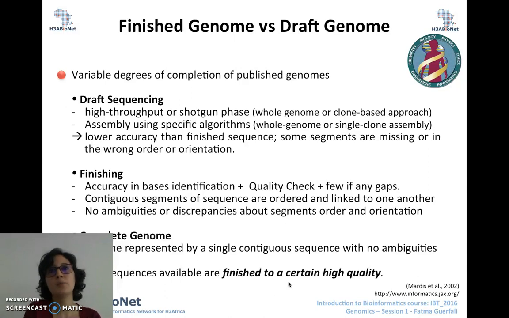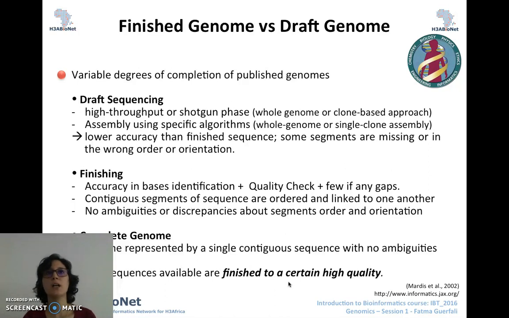Then the next step in the large-scale process is often referred to as the finishing process. So in this step, you have the segments of sequences that are ordered and linked to one another, and you have a quality check, you have fewer, if any, gaps, and you get rid of ambiguities or discrepancies about segments, order, and orientation. So at this stage, any suspicious assembly is analyzed and either verified or double-checked or disassembled. And then, of course, you have the complete genome.